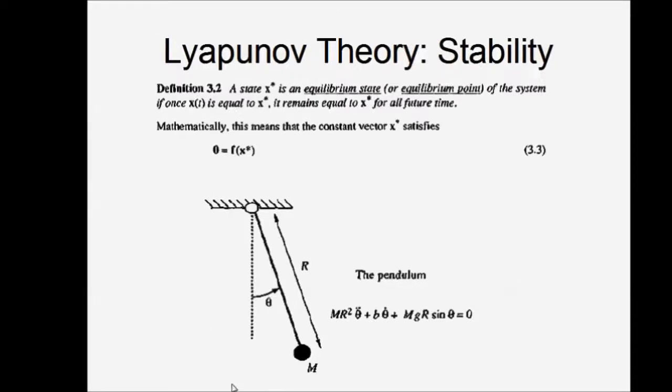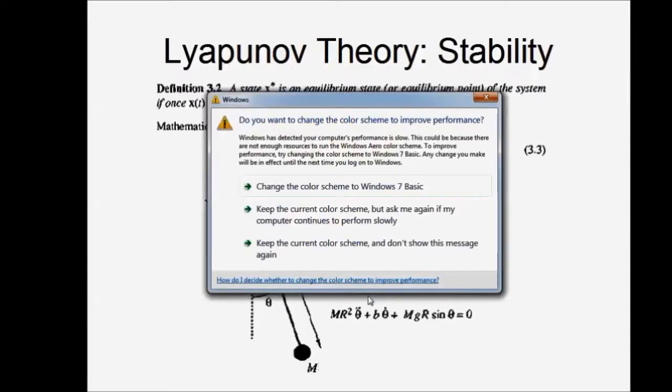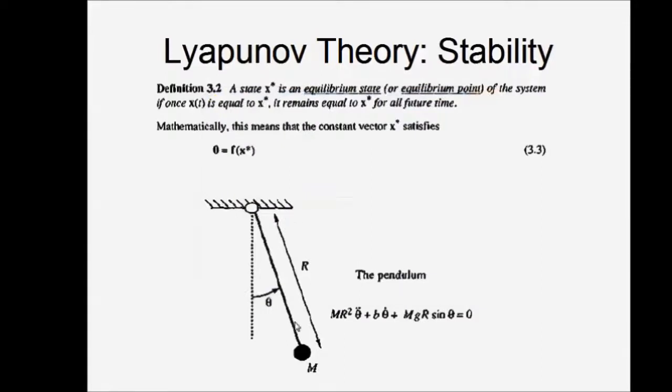This is the pendulum. This is the governing differential equation of the simple pendulum. It has an oscillating mass of capital M. Its length is equal to r, and theta is the angle the string of the pendulum makes with the vertical axis. Upon applying the Newton-Euler equation to the system, we get this governing differential equation.